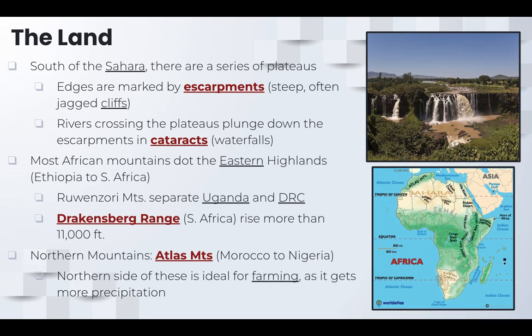So south of the Sahara, there are a series of plateaus, and their edges are marked by escarpments. Escarpments are really steep, often jagged cliffs, and the rivers that cross those plunge down those escarpments into cataracts, or waterfalls. This is what we see depicted in this picture here: a cataract. What happens is these rivers are not really navigable at those points.